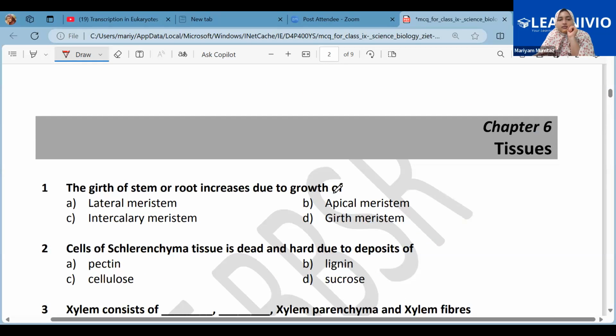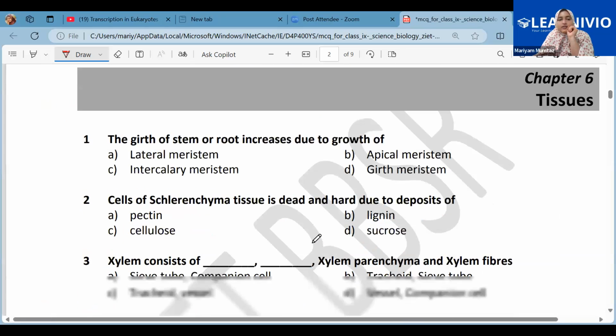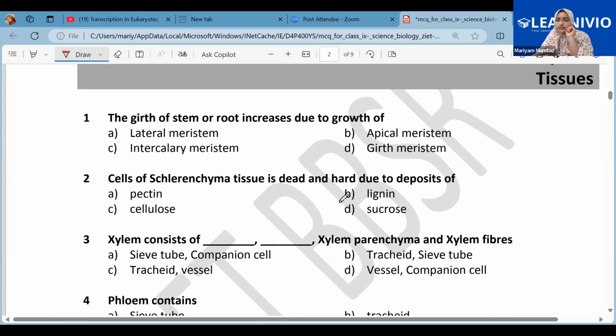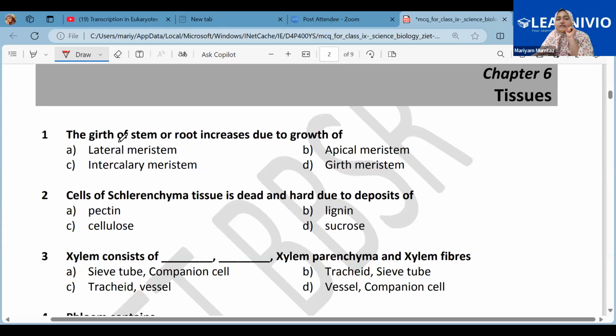Okay, this is from tissue, I think. Let's do questions from tissue also. Fine with everyone? Yes, ma'am. The girth of stem or root increases due to the activity of lateral meristem. What is the meaning of girth, students? Thickness. Very good. Lateral.